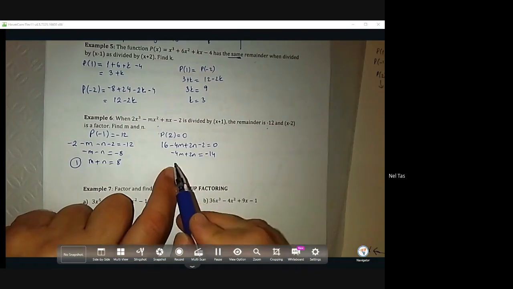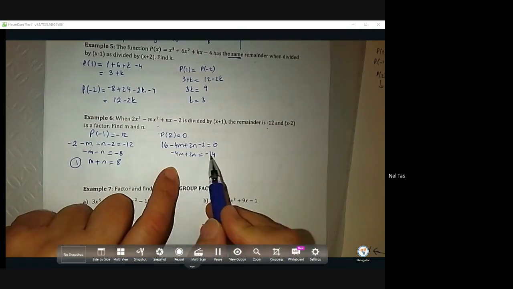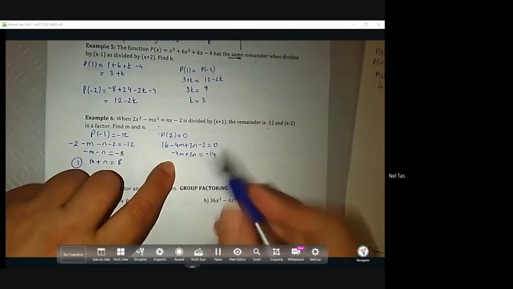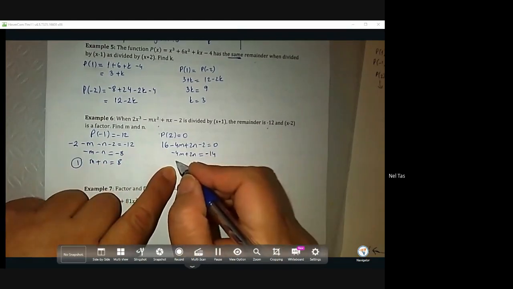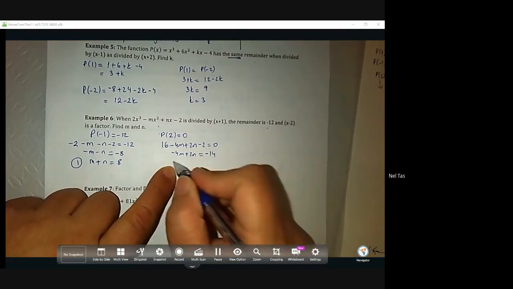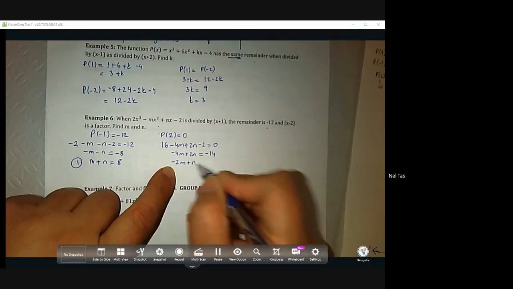As you see, all the terms can be divided by 2. Whenever you see that you can simplify something, you should attack it right away. In this case I want to simplify it because I don't want to deal with big numbers at the end. So I'm going to divide every term by 2: negative 2m plus n equals negative 7. This is your equation number 2.